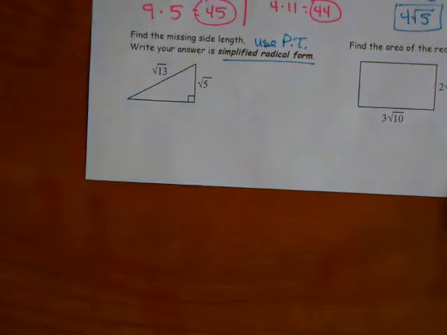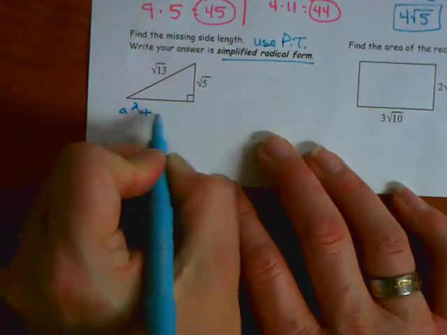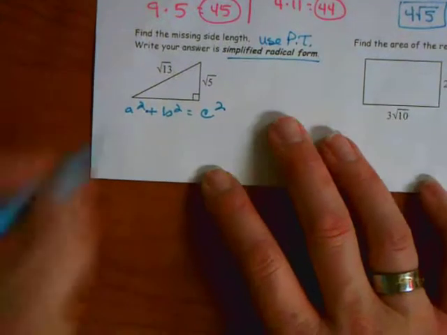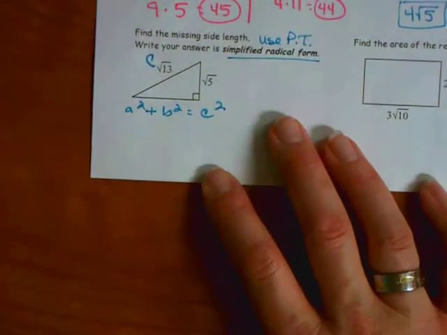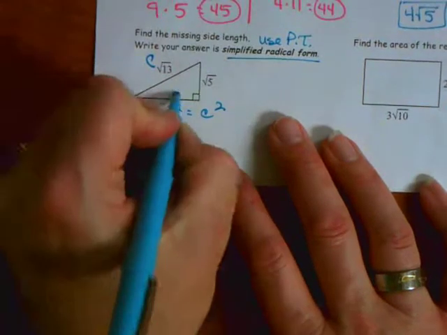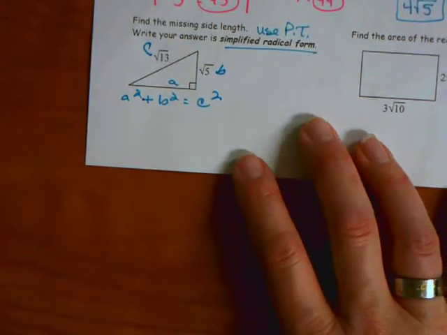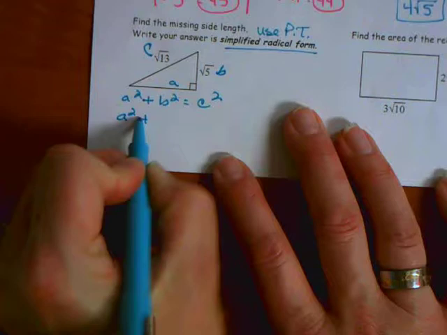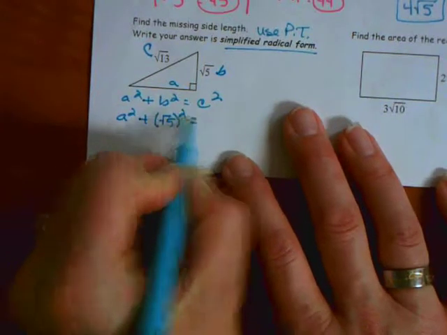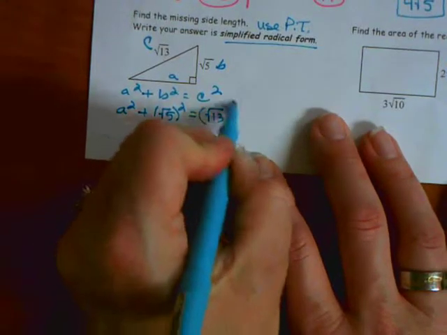Okay? So I'm going to write down, not too big, don't write too big. Which one's always C? This is C. These could be A or B. It doesn't matter. I'm going to make this A and this B, just so we're all the same. I don't know A. I know that B is the square root of 5, and I have to square that. And C is the square root of 13, and I have to square that.